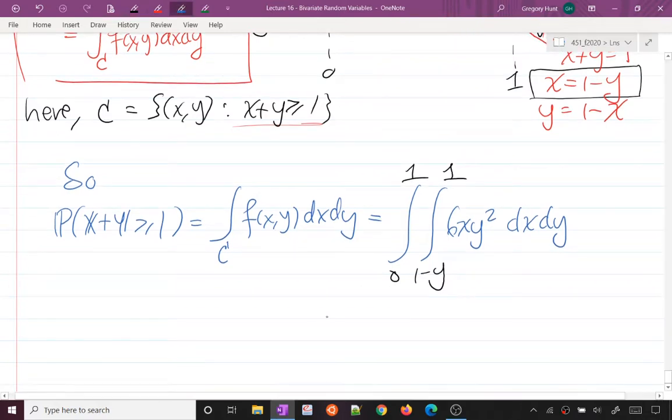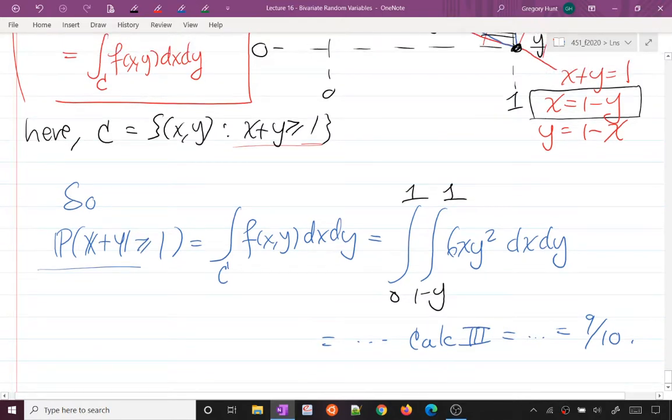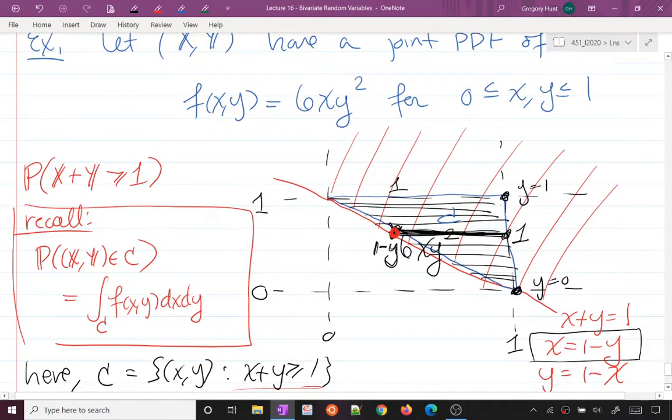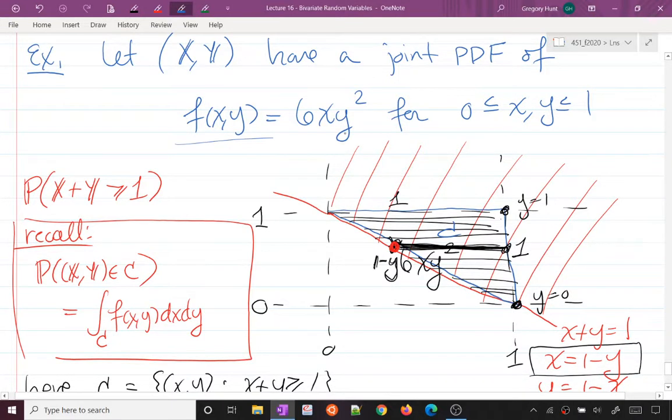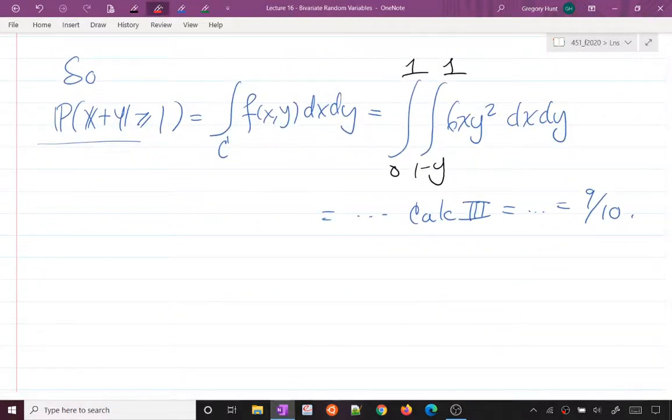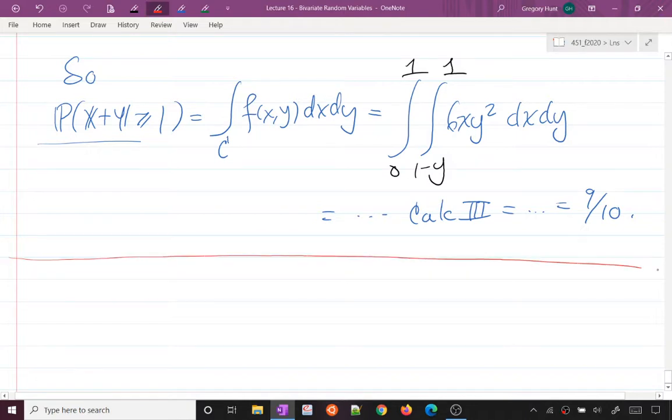So I'm not going to solve this out. I'll say calc 3 problem. And I'll give you the answer. The answer is going to be 90%, 9/10. So the probability in this case that x plus y is bigger than or equal to 1 is 90%. And that's the problem, right? So that's how you solve it. You draw the picture of the PDF, you draw the picture of the area you want to integrate over, and then you solve the calc 3 problem. You integrate the PDF over the area, just in the same way as the univariate problems.